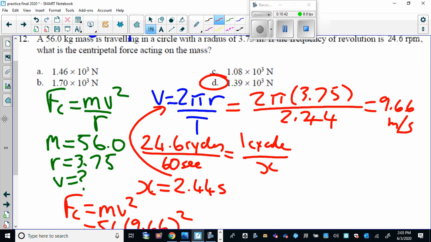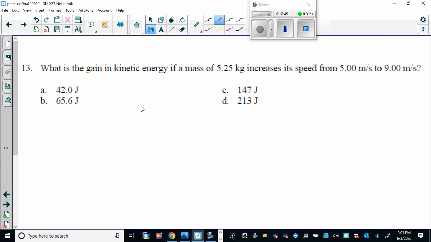All right, let's get another one in here. Number 13, what is the gain in kinetic energy if a mass of 5.25 kilograms increases the speed from 5 to 9 meters per second? So we want the gain in kinetic energy. We're really talking about the change in kinetic energy, and the change is always the final minus the initial.